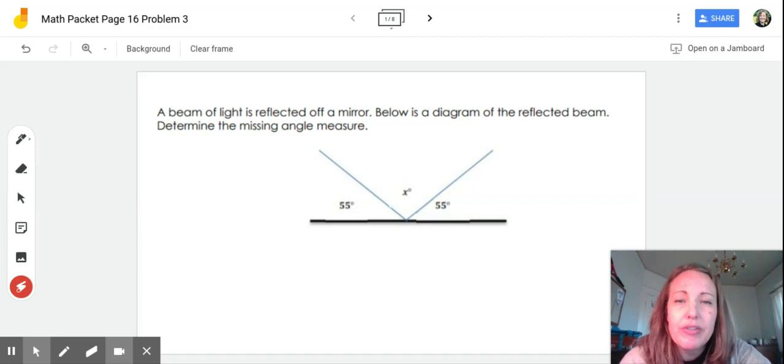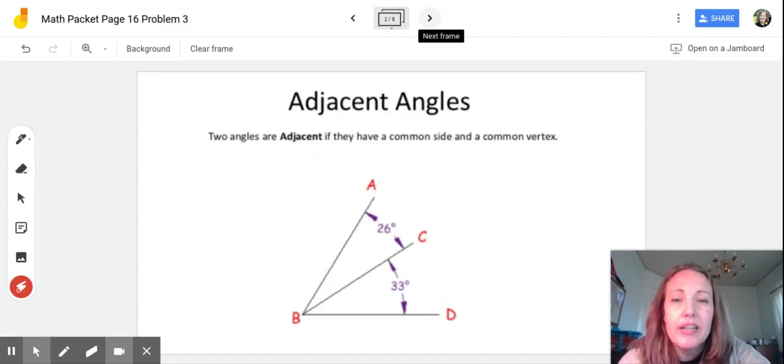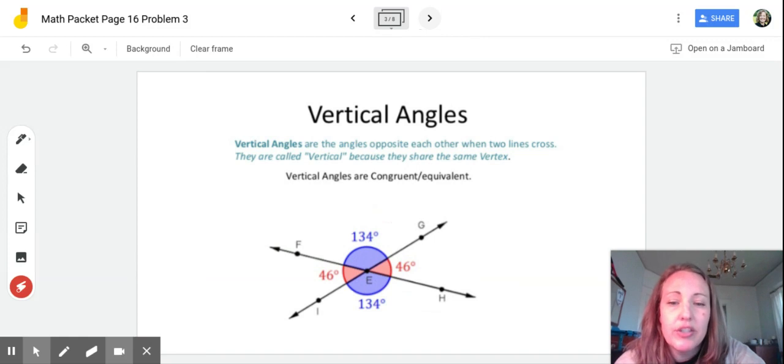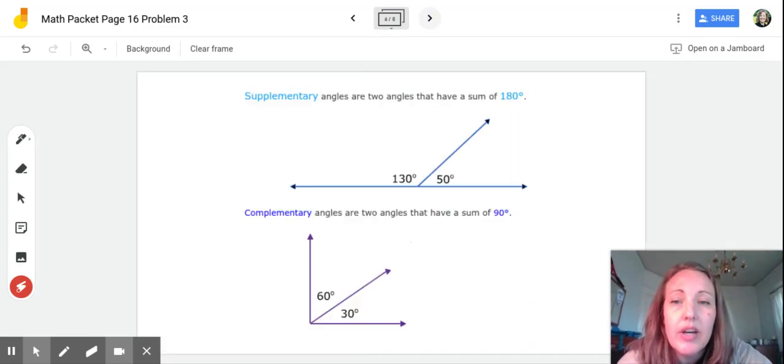So you'll remember, if you watched my last video about problem 2 on this same page, we talked about adjacent angles, which are angles that share a vertex and a common side. We also learned about vertical angles, which we needed in that last problem. Vertical angles share a vertex and are across from each other, and they're congruent, or equal. We also talked about supplementary and complementary angles.